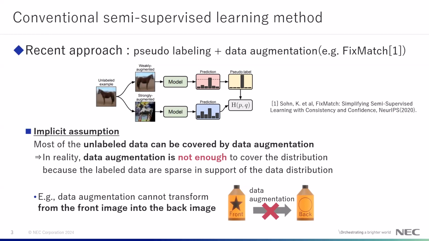This is because the labeled data is so sparse that data augmentation cannot cover the distribution. Indeed, our scenario is hard for conventional algorithms because widely available data augmentation cannot transform a photo taken from the front into a photo taken from the back. So we need to develop a novel approach that does not rely on this assumption.